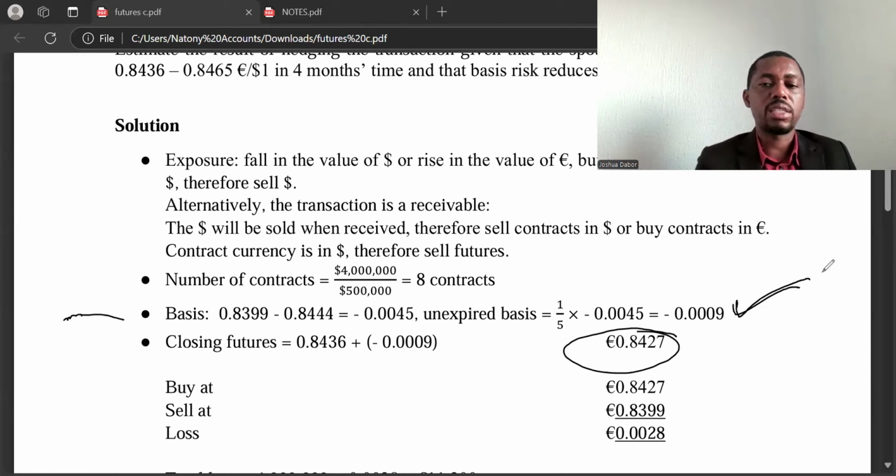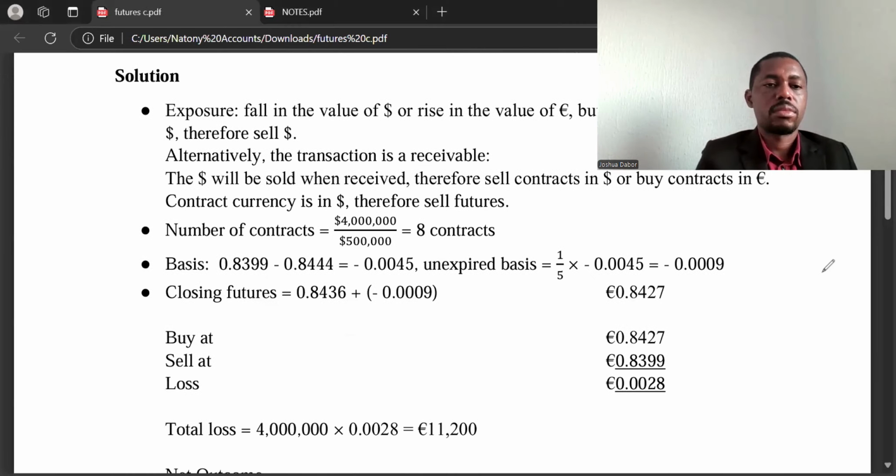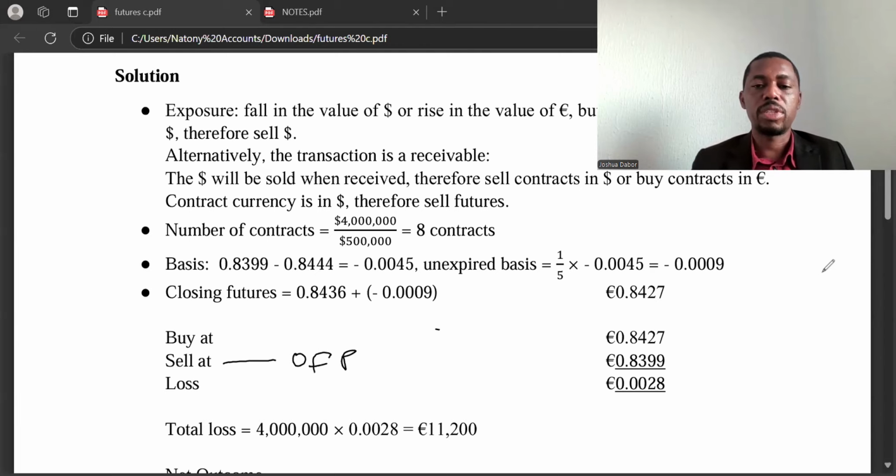So the company is buying 8 contracts, and the value of each contract is 4 million naira. So remember, we said if a company opens by selling, the company will close by what? Buying. If the company opens by buying, the company will close by what? Selling. So in this question, the company is opening by selling. So this is the opening futures price. The company is selling at this price.